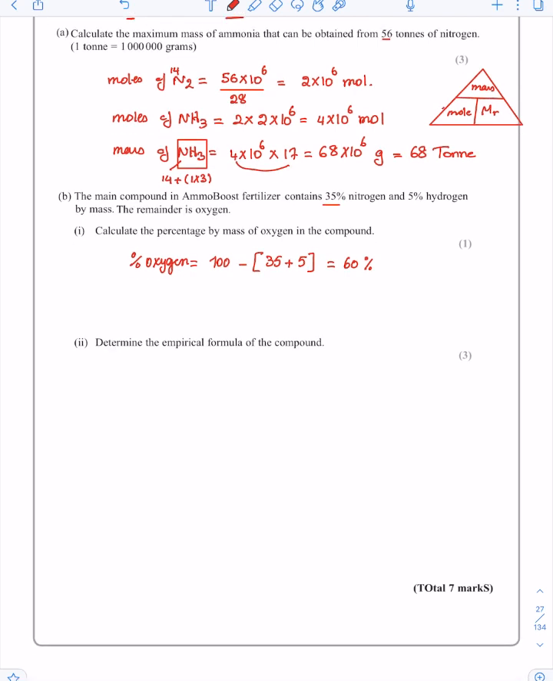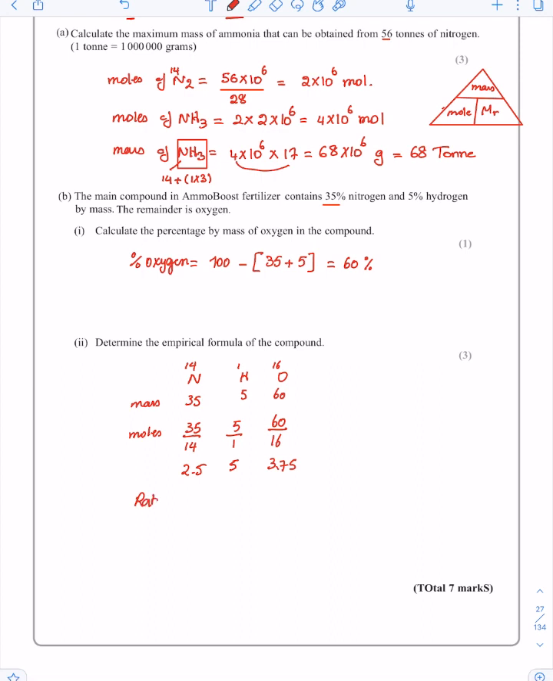Determine the empirical formula of the compound. بنحط النيتروجين اللي هو 35% ونحط الهيدروجين اللي هو 5% ونحط الأكسجين اللي هو 60%. وبعد كده بعد ما كتبنا ال percentage as masses in grams بنحولها لمولز. هنا هتبقى 35 over 14 وهنا هتبقى 5 over 1 وهنا هتبقى 60 over 16. طيب 35 over 14، 35 divided 14 تطلع 2.5 moles و5 over 1 ب 5 و60 over 16 ب 3.75.